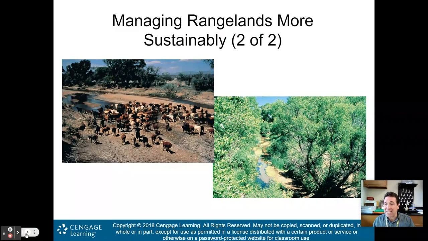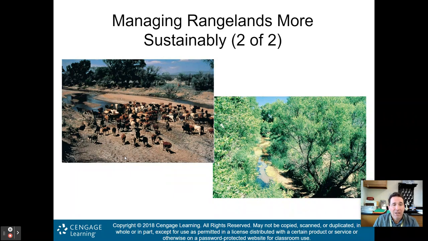What you're seeing here is an example of just that. On the left, this is the mid-1980s. This is the San Pedro River in Arizona. You'll notice the cattle who have been grazing here for many, many years have degraded all the vegetation and the soil on the banks of the river. So what are you seeing? Exposed soil that gets eroded away by wind and rain and isn't able to hold moisture because it's compacted.